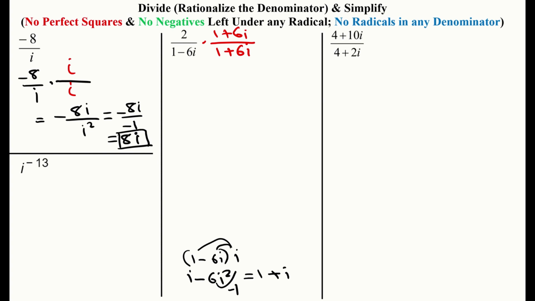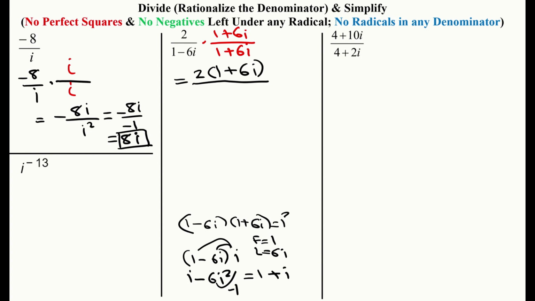Now we're just going to go ahead and multiply the top. That's just going to give us 2 times 1 plus 6i. I do not recommend distributing that already because we may be able to do some cross-canceling later. So it's always a good idea to leave that until the very end. And then over, of course, 1 minus 6i times 1 plus 6i. If you remember from the previous screen, here f is 1, L is 6i. So you're just going to get 1 squared minus quantity 6i squared. And that's what we write. So we get 1 squared minus quantity 6i squared.